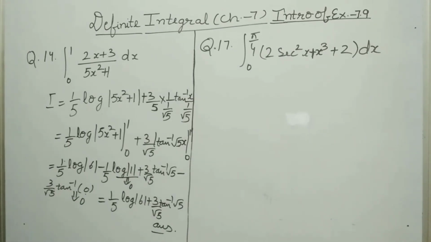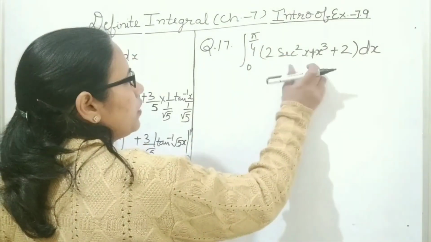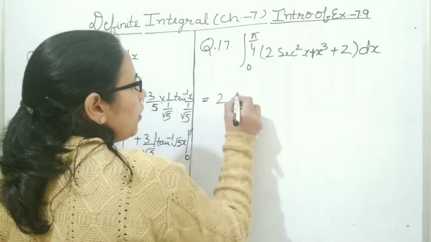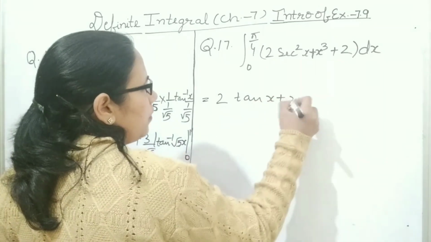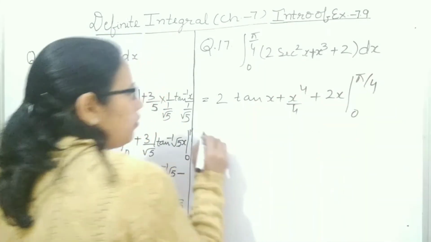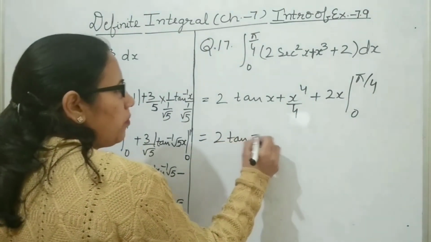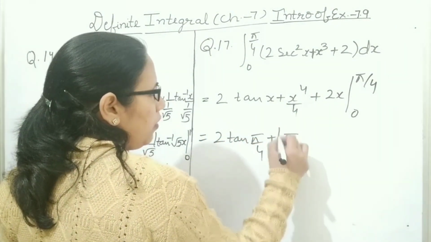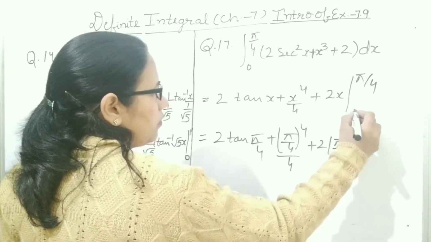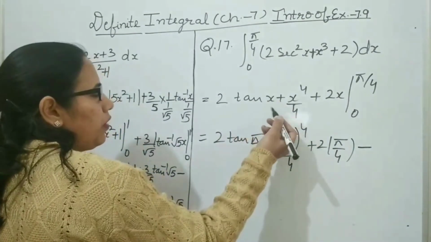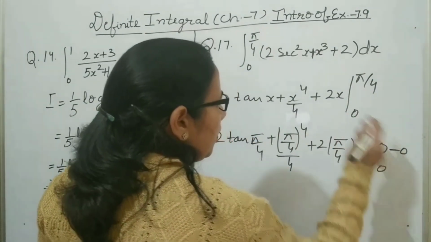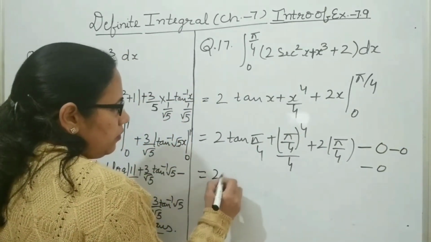Now next, question number 17. Integral from 0 to pi/4 of 2 secant square x plus x cube plus 2. So first we integrate this function. Integration of secant square x is tan x, x cube is x^4/4 and 2 is 2x. Then use these limits by the fundamental theorem of calculus. So it becomes 2 tan pi/4 plus (pi/4) to the power 4 over 4 plus 2 into pi/4, then minus 2 into tan 0 is 0, and it becomes 0, and multiplying 2x with 0 also gives 0. So the answer is 2 tan pi/4.